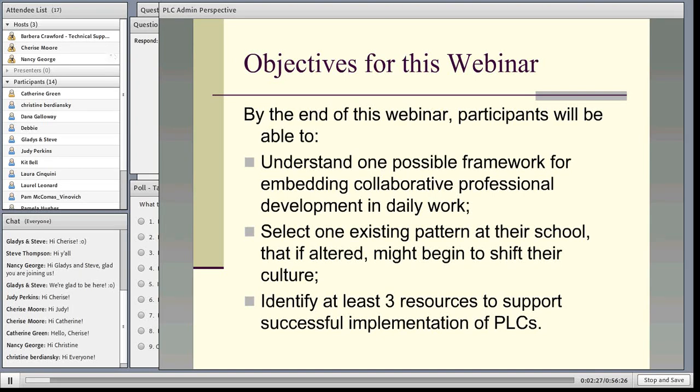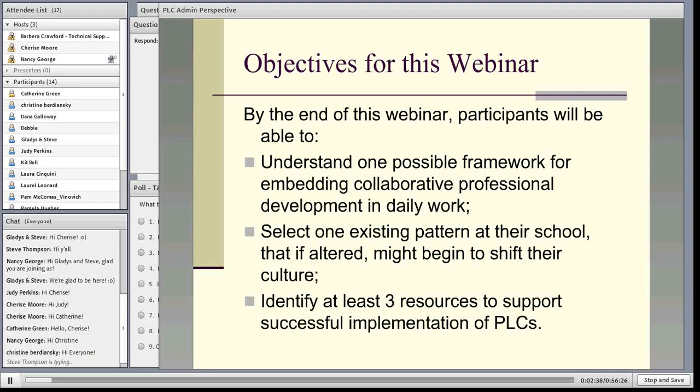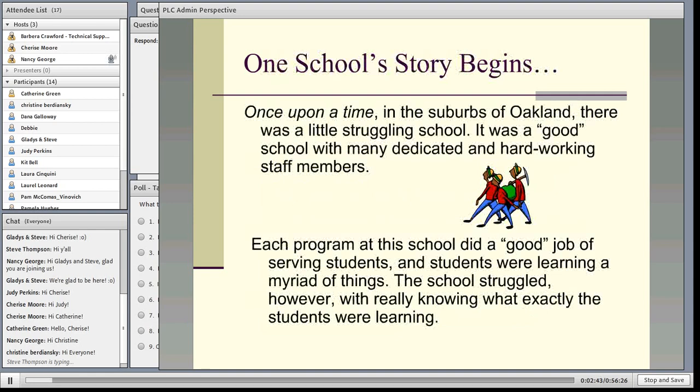And I know at the end there are some handouts that you can download that will support some of this. So hopefully that will add to your bank of resources that will help support the work. So we're going to go ahead and get started.